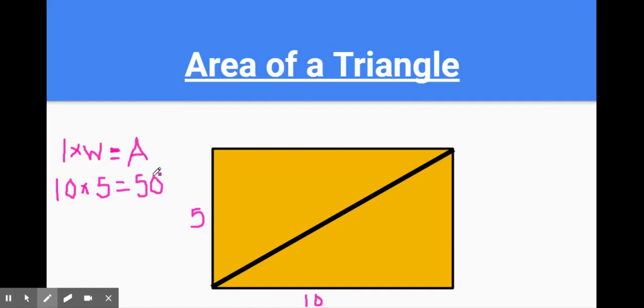All right, now that's the answer to the area of a rectangle. Now, if we take half of that, because there's two triangles in a rectangle, that is going to give us the answer for the area of one of the triangles. So 50 divided by 2.